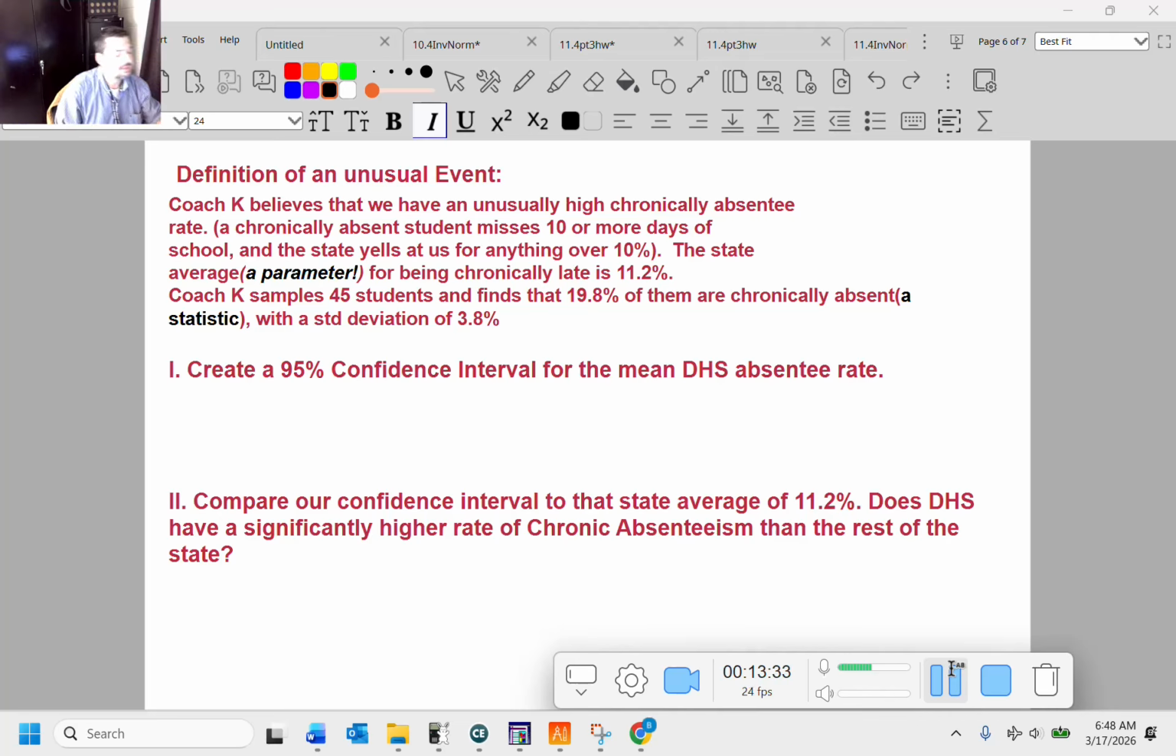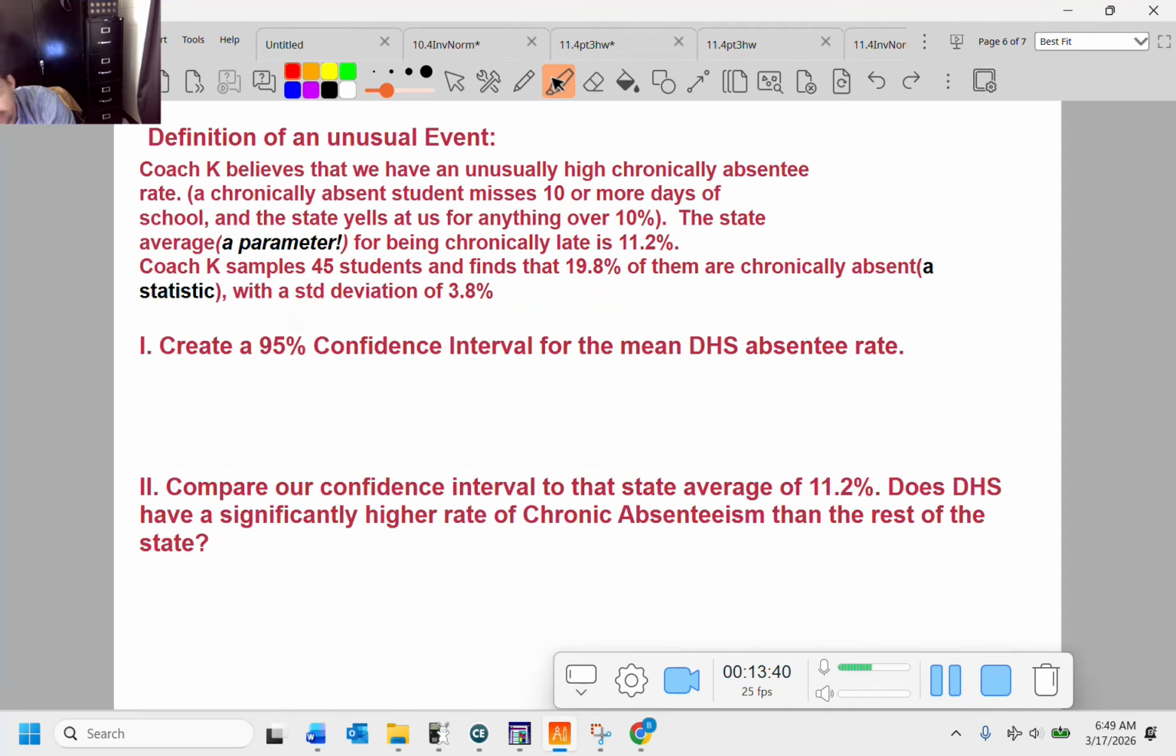Construct a 95% confidence interval for the mean DHS absentee rate. And oh, the number of you that are going to say IDK on this because you just don't want to write down a formula. Like, it's apparently too much for your brains.